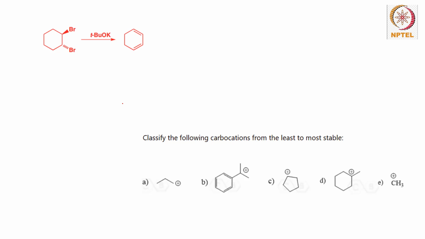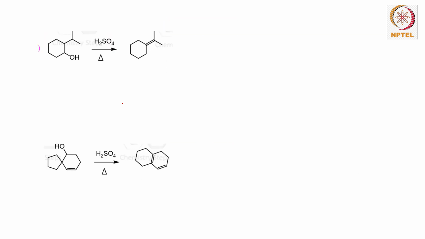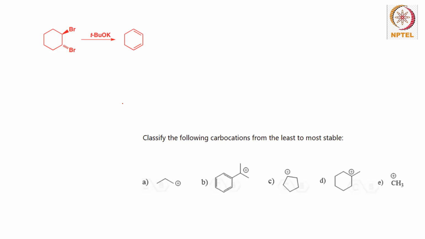Let's solve some problems based on that. They have given this one, so it will be based on E1 and E2. Just give it a try, then I will solve it for you. Let's just give 2 seconds. I hope E1 and E2 is clear. E1, where the leaving group leaves the system, generating a carbocation, then the hydrogen removes, giving us our alkene product. But in case of E2, the hydrogen and the leaving group eliminate from the system simultaneously, giving us our desired alkene product.